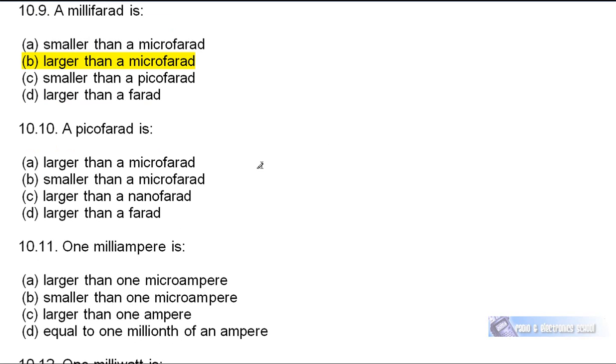Question 10.10. A picofarad is larger than a microfarad? That's not true. Smaller than a microfarad? That is true, because a pico is 1,000,000th of a millionth, a micro is 1,000,000th, so a pico is 1,000,000 times smaller than a microfarad. It's certainly not larger than a nanofarad. That's 10 to the minus 9. Pico is 10 to the minus 12, and it's certainly not larger than a farad. So a picofarad is smaller than a microfarad.